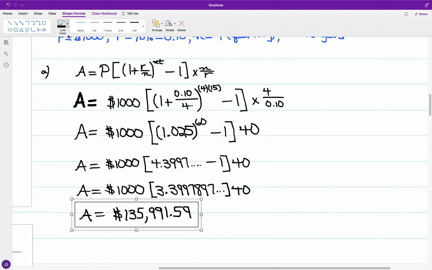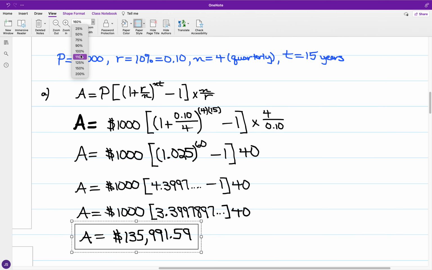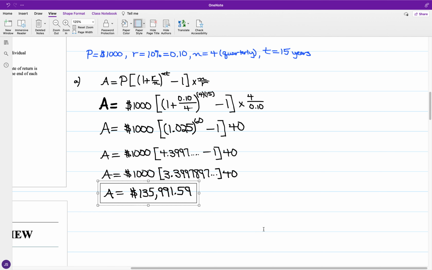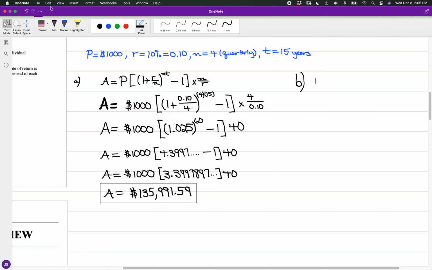Now, in the case of Part B, we're looking at the theoretical maximum. We're still looking at the same principal, rate, frequency, as well as time. The difference is that we're looking at the installments done at the start of each quarter in the cycle as opposed to at the end. So you're looking at the accruing of interest at the start.